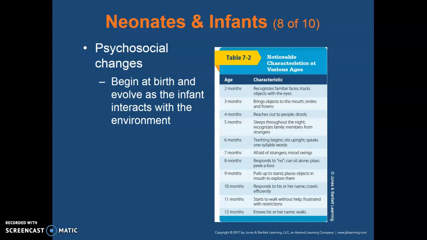Psychosocial changes begin at birth and then they just keep going. I mean, there's really no difference, but there are things called milestones that kids try to hit. The picture is up here on your screen, table 7.2. You can find that in your book as well. But at these different ages, we expect a normally developing baby to be able to hit these milestones.